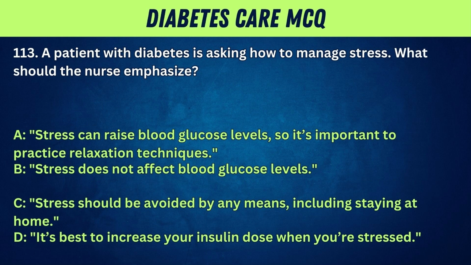113. A patient with diabetes is asking how to manage stress. What should the nurse emphasize? A. Stress can raise blood glucose levels, so it's important to practice relaxation techniques. B. Stress does not affect blood glucose levels. C. Stress should be avoided by any means, including staying at home. D. It's best to increase your insulin dose when you're stressed.